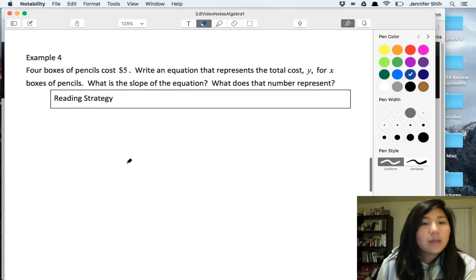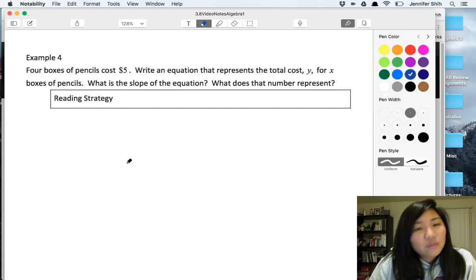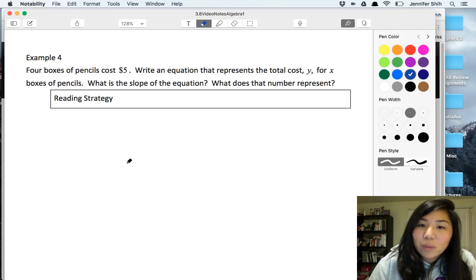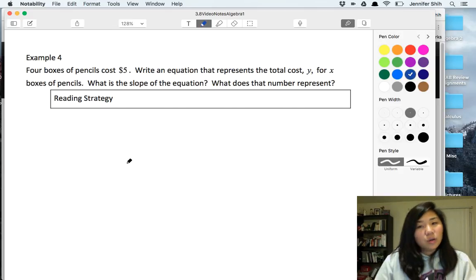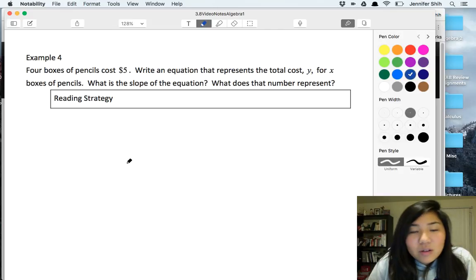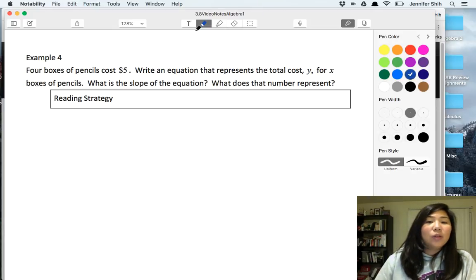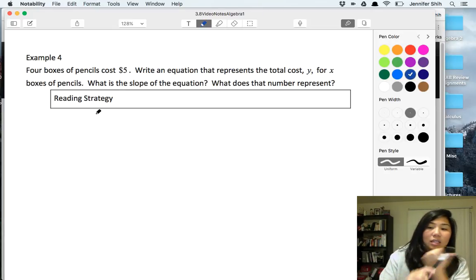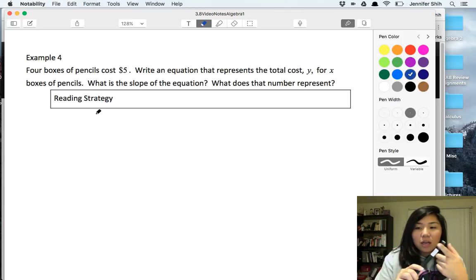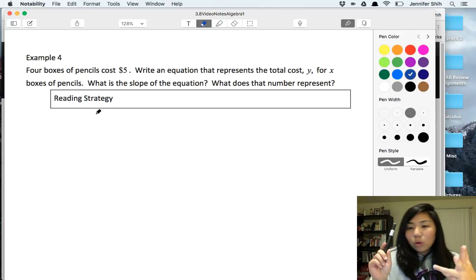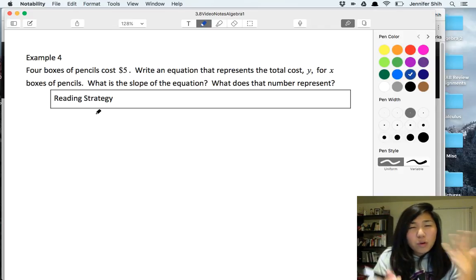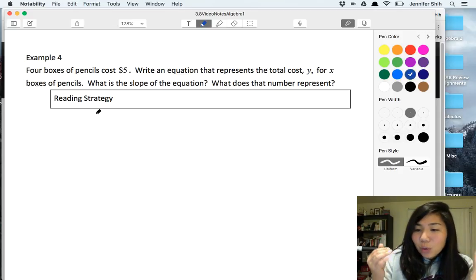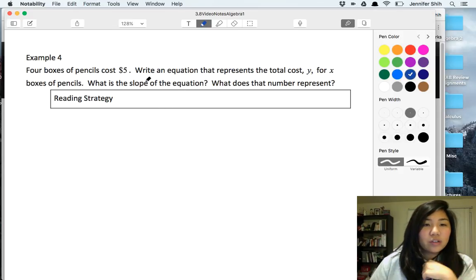Okay. Example 4. 4 boxes of pencils cost $5. We are going to write an equation that represents the total cost y for x boxes of pencils. What is the slope of the equation? What does that number represent? Then I have this box called reading strategy because I am going to do something here. I'm either going to annotate my box, or rewrite my question in different words, or highlight, circle, and underline, which is annotating, things I don't know, or identify what I know and don't know. I'm going to do a strategy.